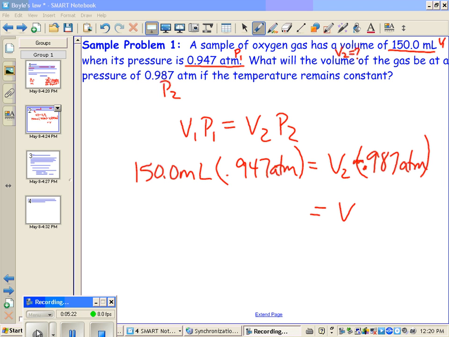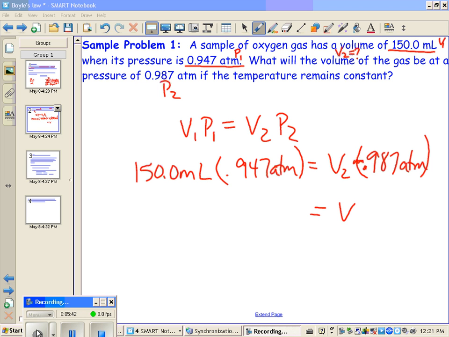I'm not going to subtract because it's multiplied. I'm going to do the opposite. I'm going to divide, right? Yeah, I'm going to divide. So does everybody agree that I'm going to say 150 times 0.947 and divide it by 0.987? Does everybody understand the algebra part of that?